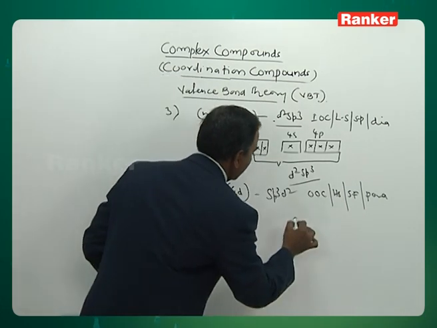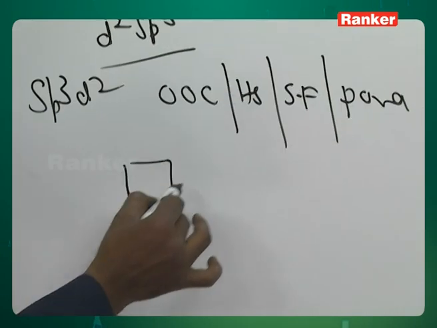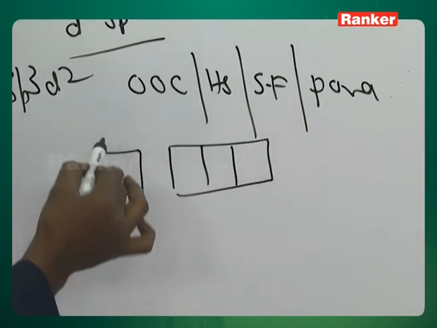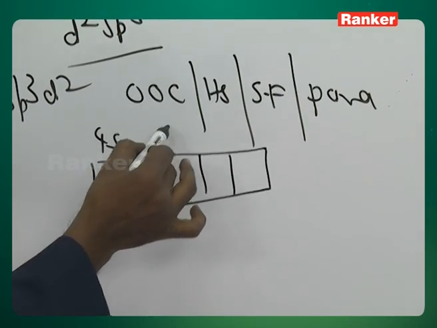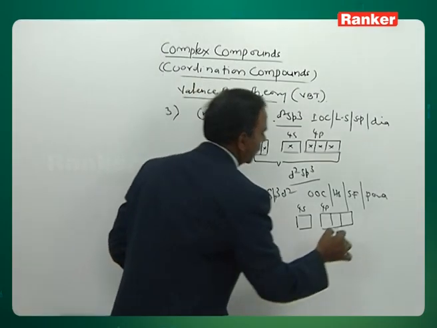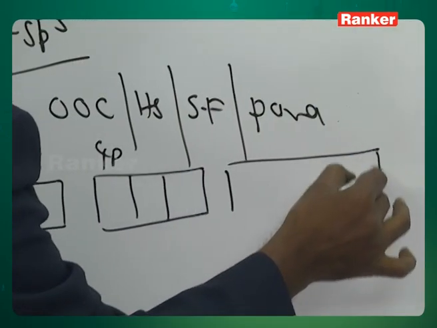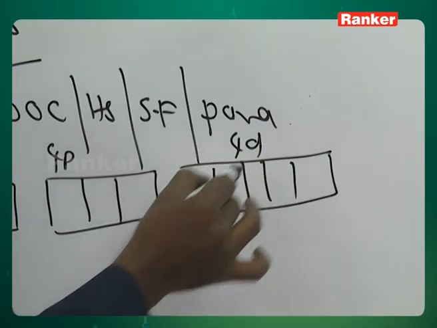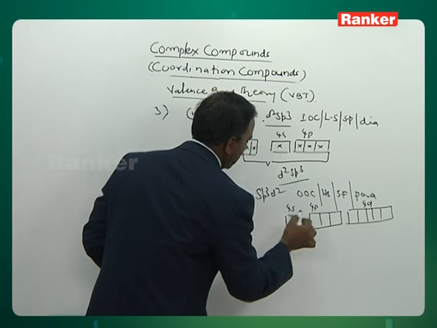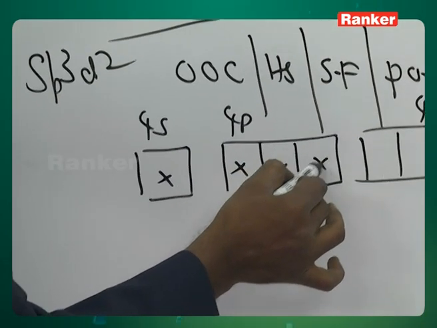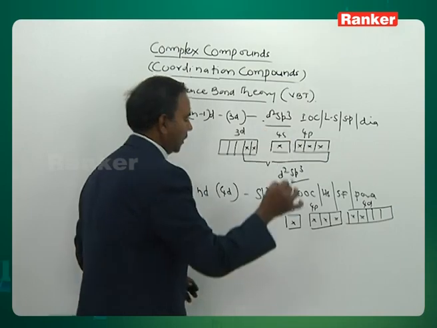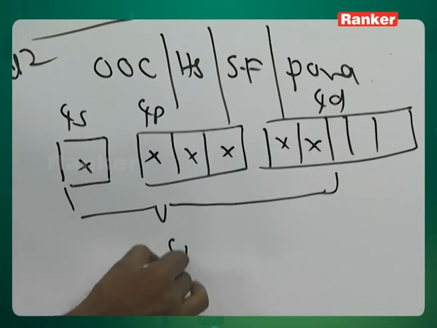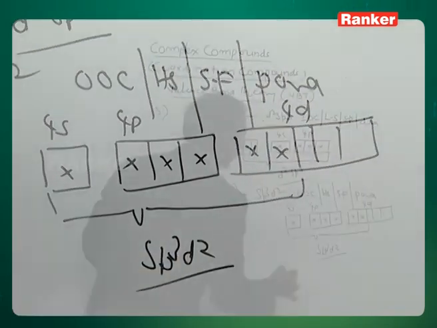I am writing below 4s one more 4s orbital, and below 4p, to make you understand easily; this is 4s, this is 4p. Then I am writing the outer orbital 4d after this. 6 orbitals are required, 1, 2, 3, 4, 5, 6. Then what is this hybridization? This will be sp3d2 hybridization.